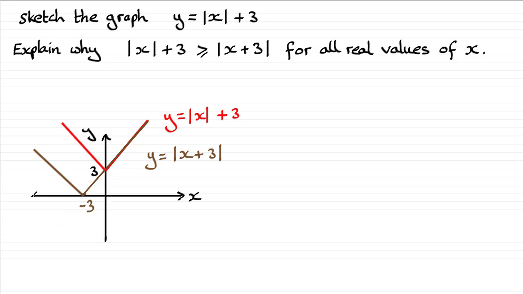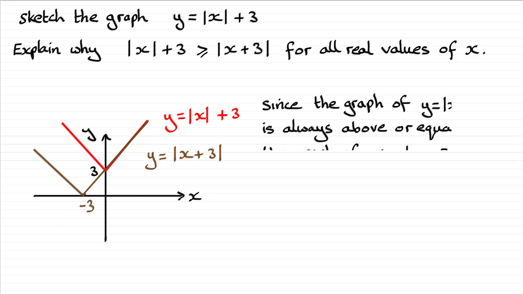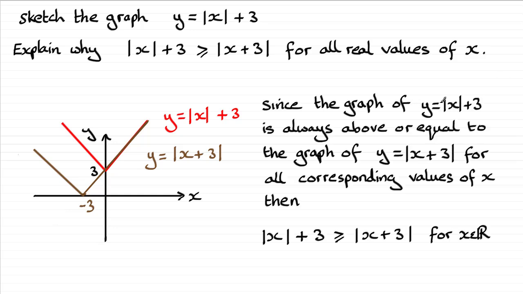So in summary then, you can see that since the graph of y equals mod of x plus 3 is always above or equal to the graph of y equals the mod of all of x plus 3 for all corresponding values of x, then this statement, the mod of x plus 3, is always greater than or equal to the mod of all of x plus 3 for all real values of x. All right?